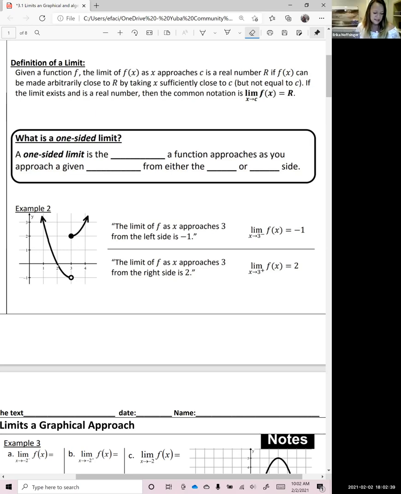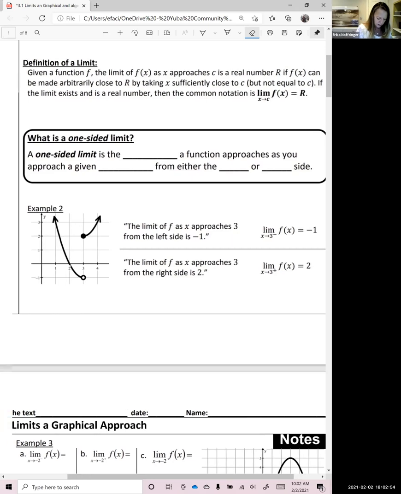If the limit exists and is a real number, then the common notation is the limit as x approaches c of f of x equals r. Okay, that's a lot of mathematical terminology going on there. So let's actually see what that looks like.